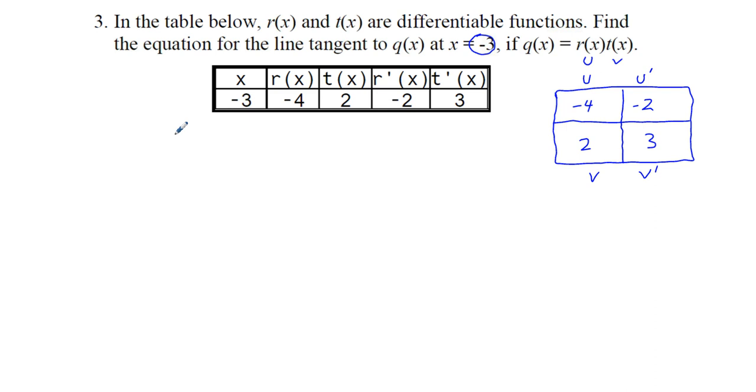So let's see, what do we have here? We need to have a point, right? You find the equation for a tangent line. So for a point, we're going to need an x-coordinate, which is -3, and we're going to need a y-coordinate. Well, we want r of x times t of x, so r of -3 is going to be r, no, q, we're going to find the tangent q, right?